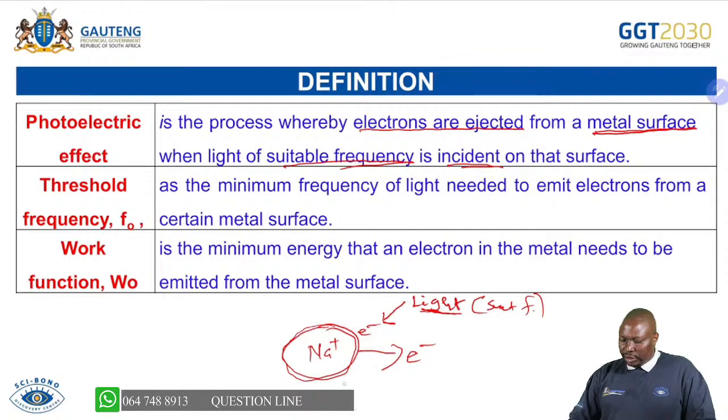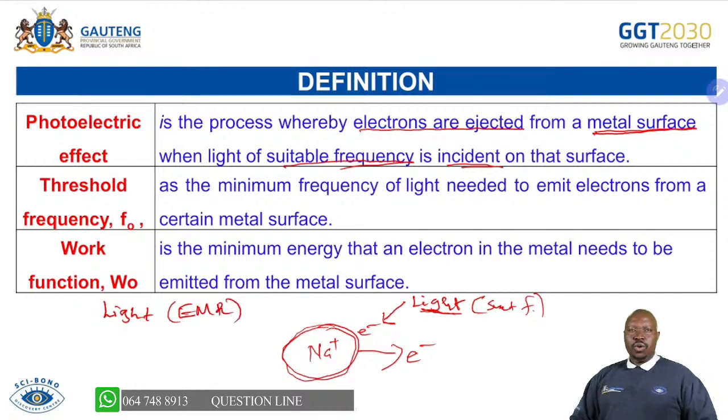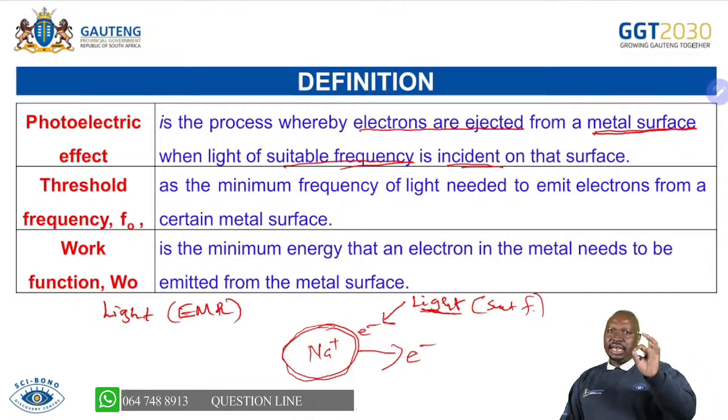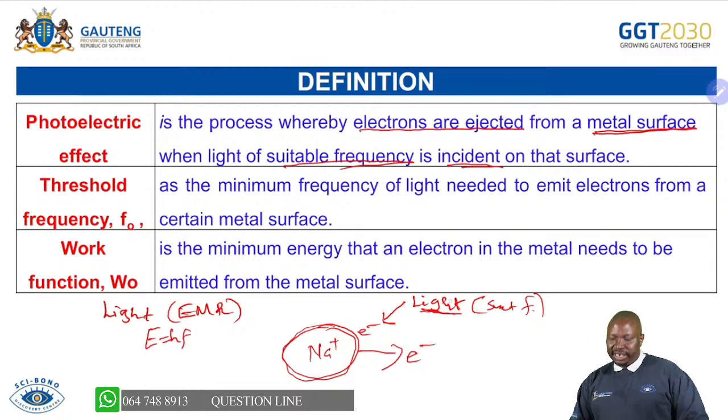Now, the next thing that you must know: remember we have two things involved here. We have light. I told you that we're going to refer to it as light or electromagnetic radiation. Electromagnetic radiation has energy, and that energy is called the energy of a photon. So you have light that carries packets of energy.